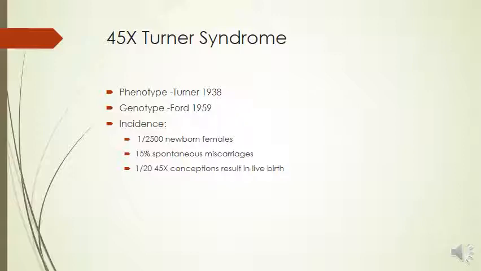45,X, Turner syndrome. The phenotype was discovered by Turner in 1938, and the genotype was found by Ford in 1959. The incidence is 1 out of 2,500 newborn females, and 15% of spontaneous miscarriages are where the miscarried fetus had Turner syndrome. 1 out of 20 Turner syndrome conceptions result in a live birth.